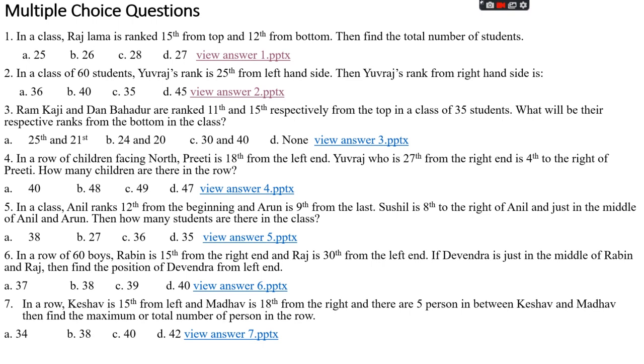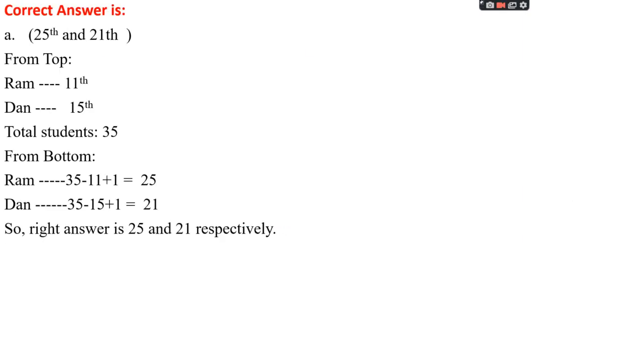Question number 3. Ramkaji and Dan Bahadur are ranked 11th and 15th respectively from the top in a class of 35 students. What will be their respective ranks from the bottom in the class? Option A 25th and 21st, option B 24 and 20, option C 30 and 40, or option D none. The right answer is option A, that is 25th and 21st.